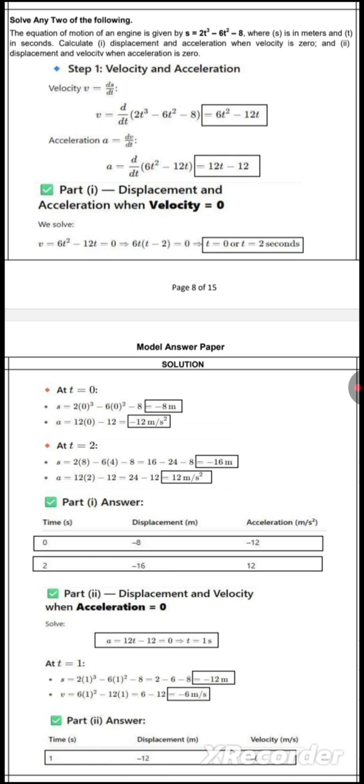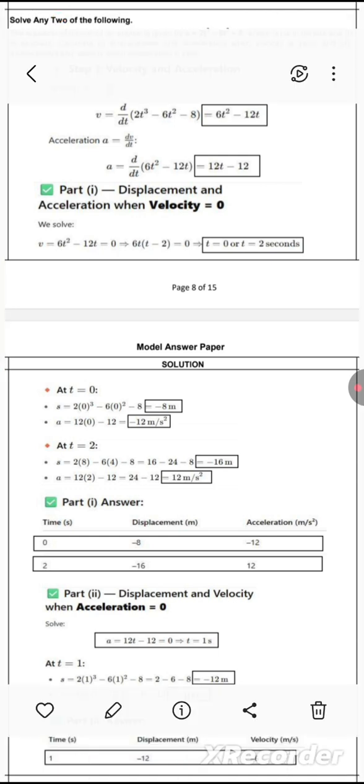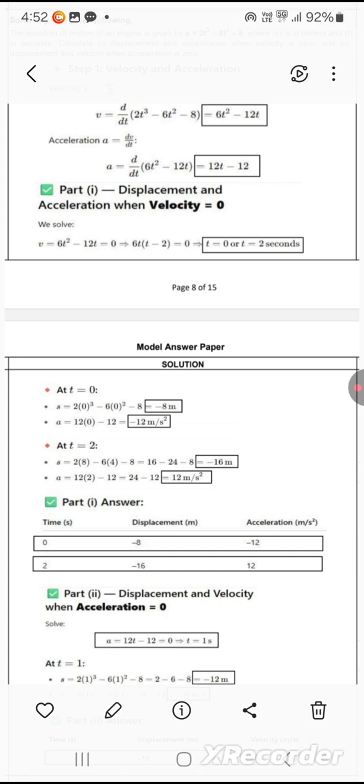To solve this, you first differentiate s of t to get velocity and acceleration. Velocity v is equal to ds by dt. V is equal to differentiating 2t cube minus 6t square minus 8, so we will get 6t square minus 12t. We get acceleration by differentiating velocity, so by differentiating it, we will get 12t minus 12.